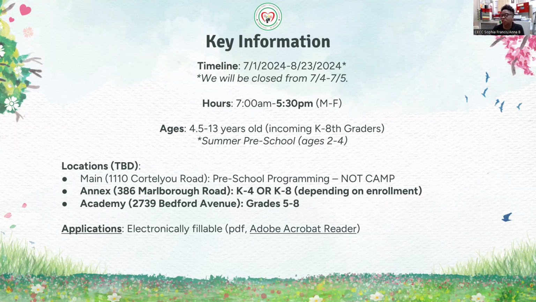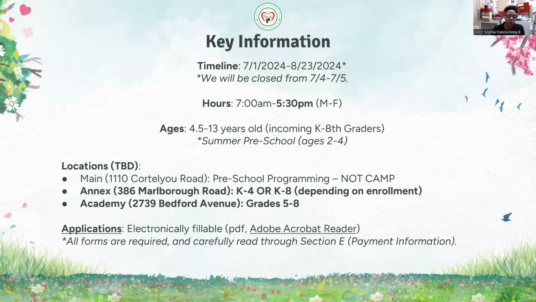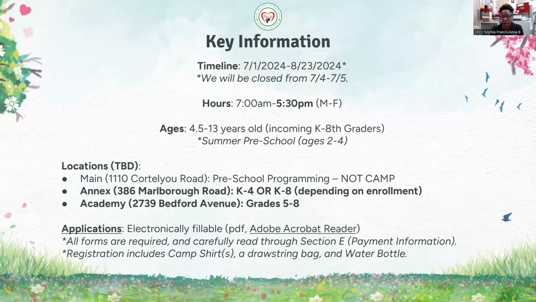Applications can be filled out electronically online, or you can get a hard copy printed out and fill it in, or you can come by the office and we can give you a copy to fill out. We still take paper applications, and you can always submit it by email, not mail, to info@mycecc.com for processing. All forms are required, so carefully read through all of the application parts: Part A, B, C, D, and E. It covers everything you would need to know. Registration includes their camp shirts, a drawstring book bag, as well as a water bottle. And then your camper will be registered for summer session 2024.